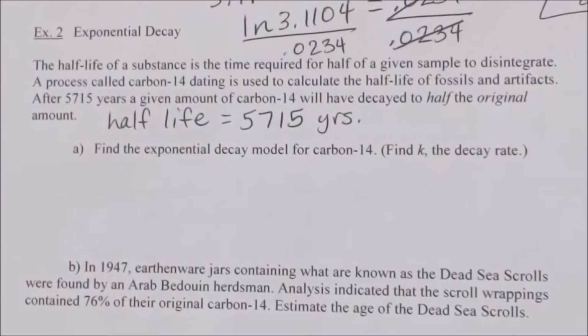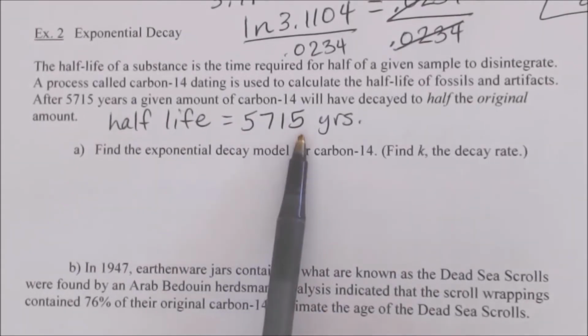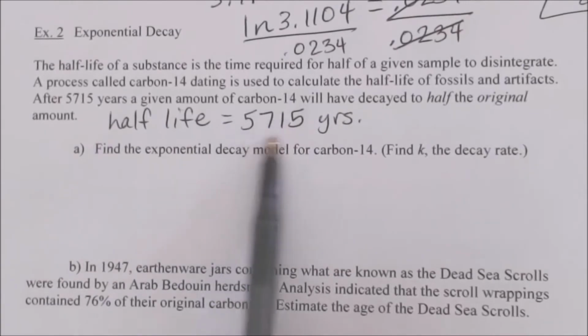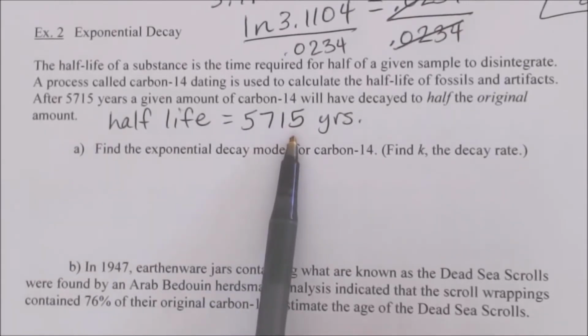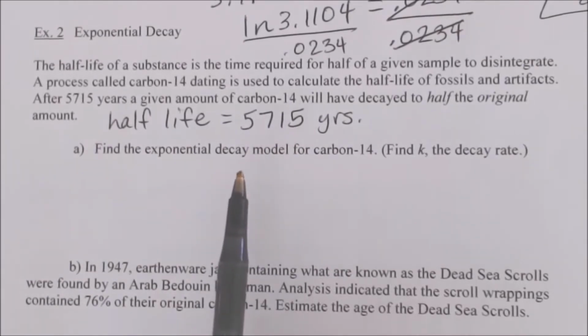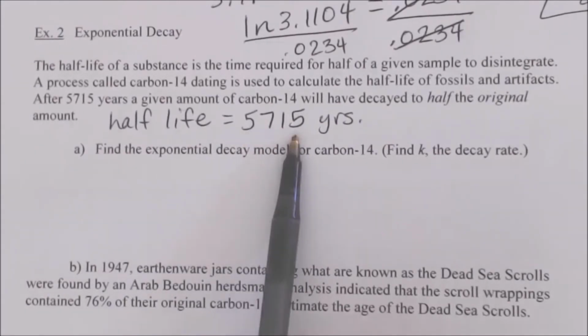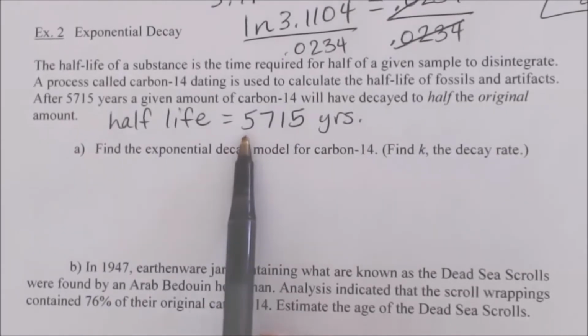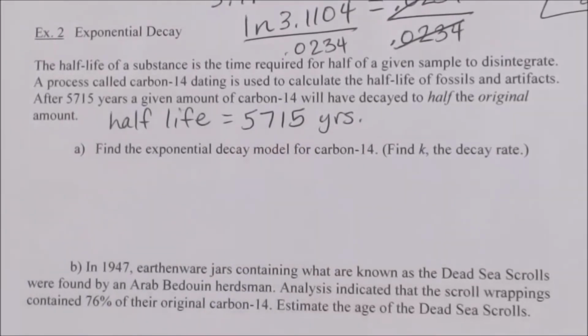Well, that means if I started with 100 grams of carbon-14, after 5,715 years, I would be down to half of what I started with. So if I started at 100 grams after this many years, I would be down to 50. If I started with 1,000 grams after this many years, I would be down to 500. Whatever I start with, it's going to take this many years to disintegrate down to half. So elements disintegrate in chemistry, and that's what we're talking about.